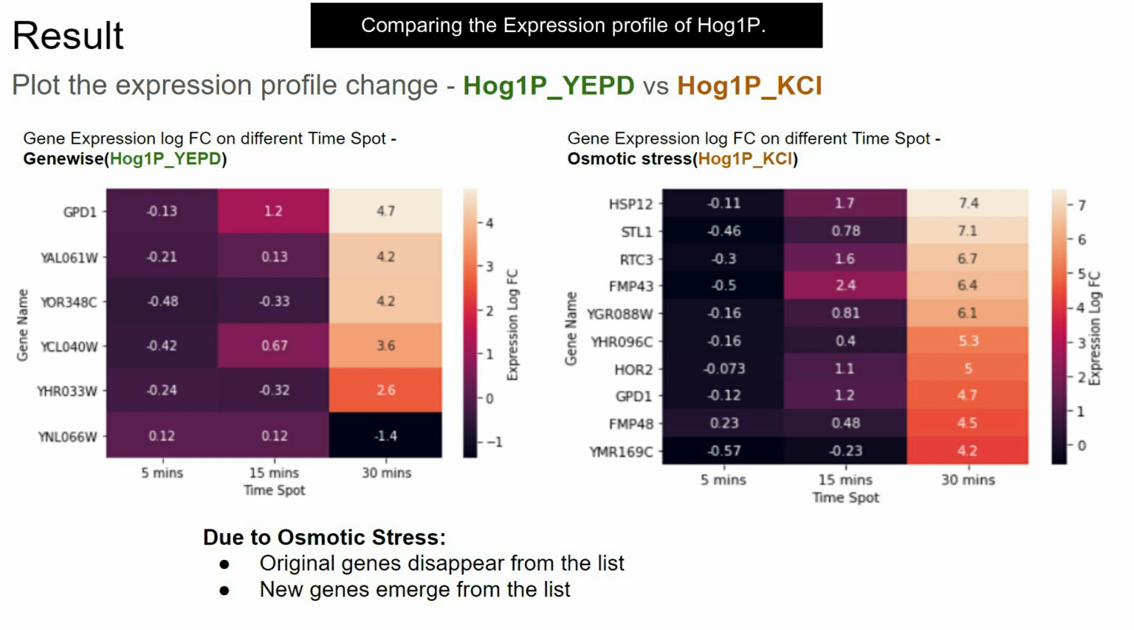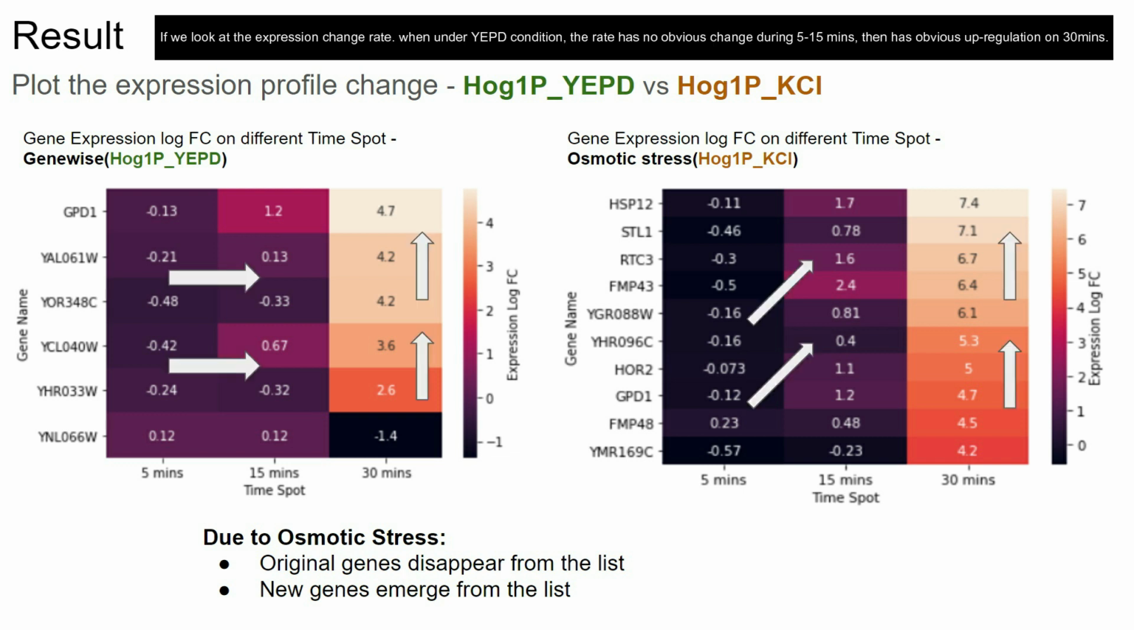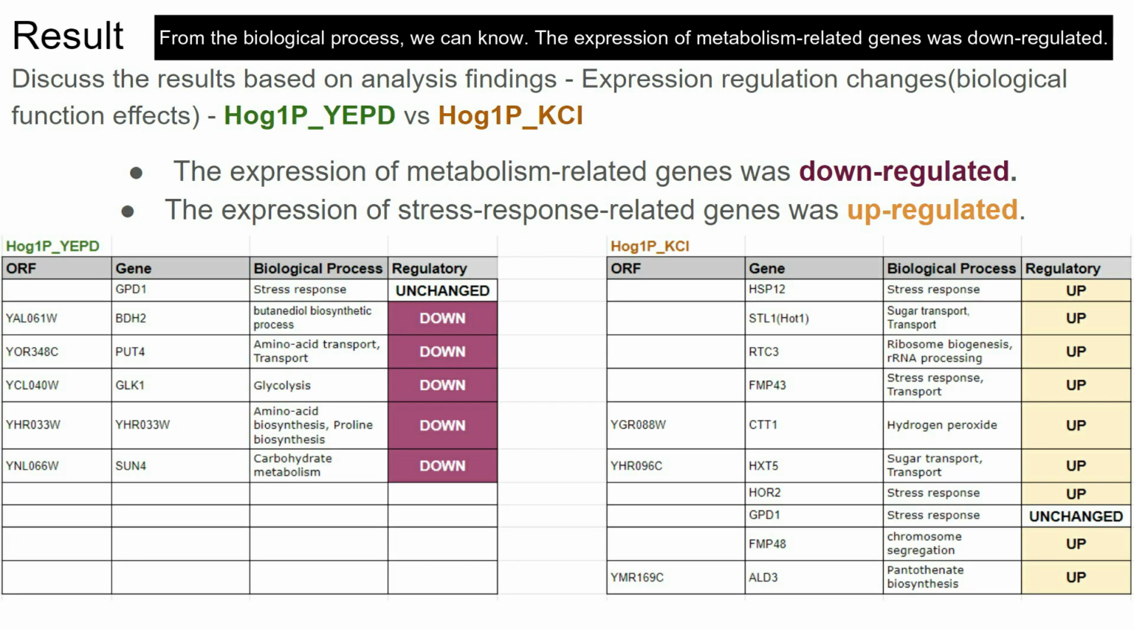Comparing the expression profile of HOG1, we can see that due to osmotic stress, some genes are removed from the top 10 ranking because of downregulation, and other genes join the top 10 ranking because of upregulation. If we look at the expression change rate, under YEPD condition, the rate has no obvious change during 5 to 15 minutes, then has obvious upregulation at 30 minutes. Under KCl condition, there is an increase of expression rate during 5 to 15 minutes, and obvious upregulation at 30 minutes. From the biological processes, we can know the expression of metabolism-related genes was downregulated. The expression of stress response-related genes was upregulated.